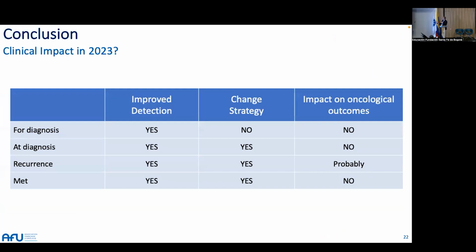So conclusion, what is the impact of PET PSMA in 2023? For diagnosis, it improves the detection. It's going to change the strategy, but the impact on oncological outcome is no. At the diagnosis, we improve the detection, we improve the strategy, but for the moment, we have no impact on oncological outcome. If we use PET PSMA for recurrence, it improves detection, it changes strategy, and it's probably going to change the oncological outcome. For metastatic disease, you improve the detection, you improve the strategy, but in terms of outcome, it's again a question mark. Thank you very much for your attention.